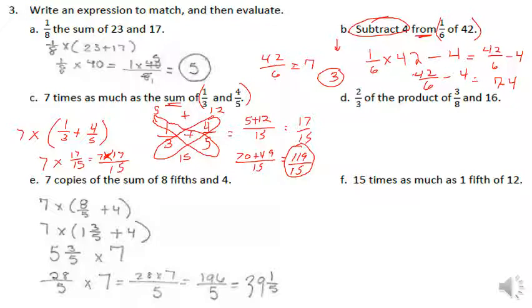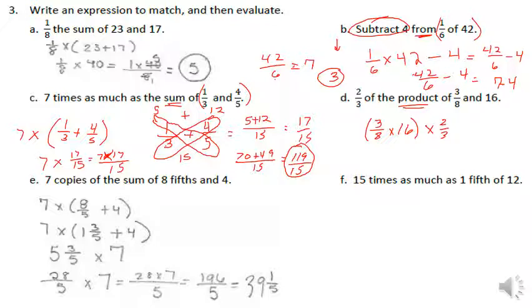Okay, and D, 2/3 of the product. Product being the answer to a multiplication problem. And we're multiplying 3/8 and 16. So we go 3/8 times 16, and we want to know what 2/3 of the product is. So we're going to find that, then we're going to multiply it by 2/3.